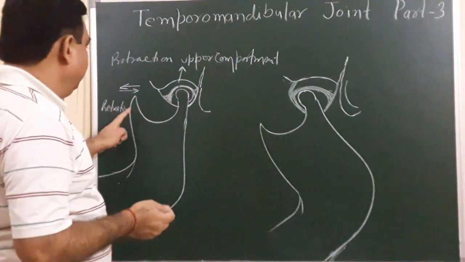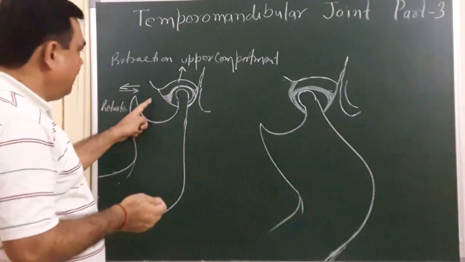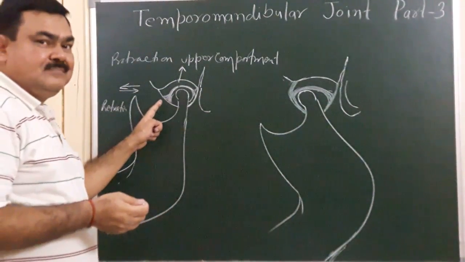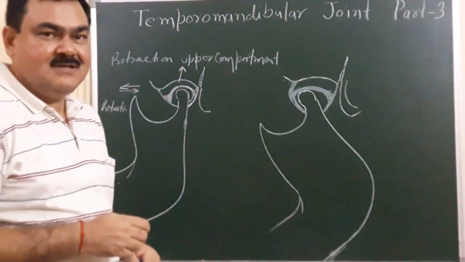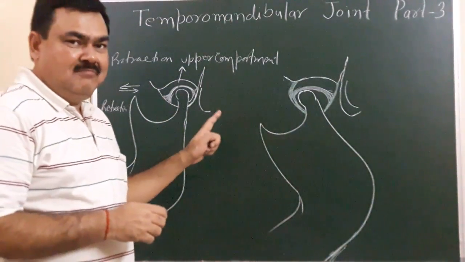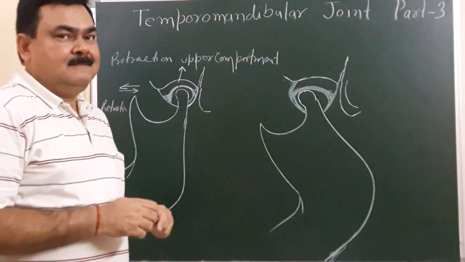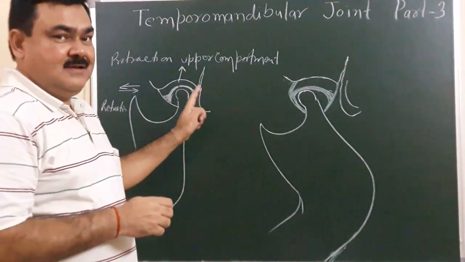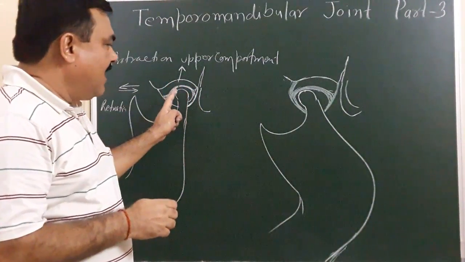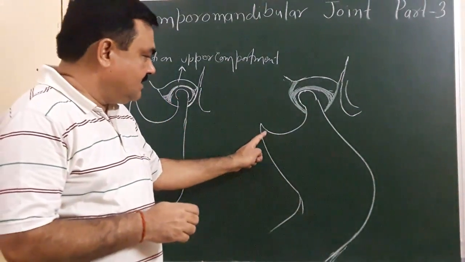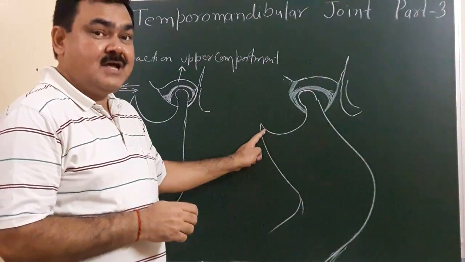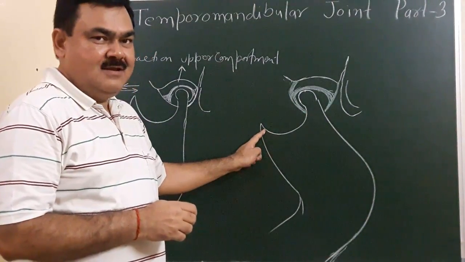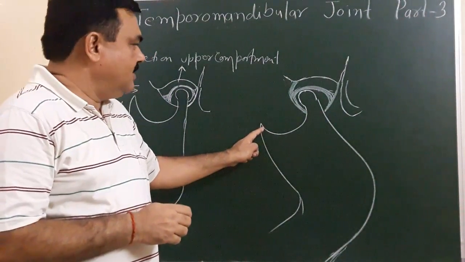is done by, protraction, forward movement, is done by the lateral pterygoid muscle and medial pterygoid muscles. Two muscles, lateral and medial pterygoid muscle. And retraction is done by posterior fibers which are attached with this. Posterior fibers of the temporalis muscle, which retract.